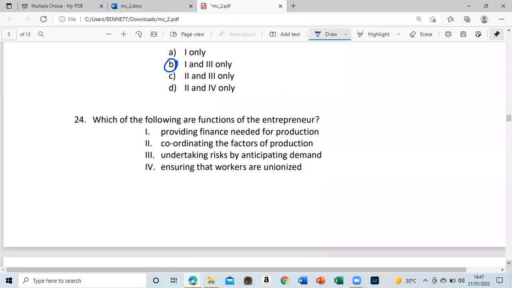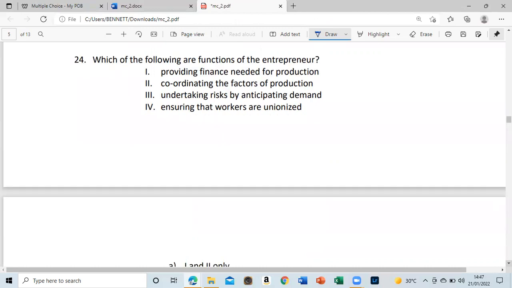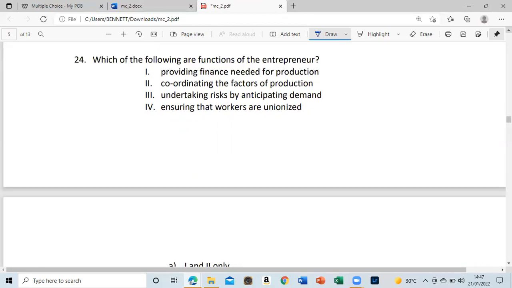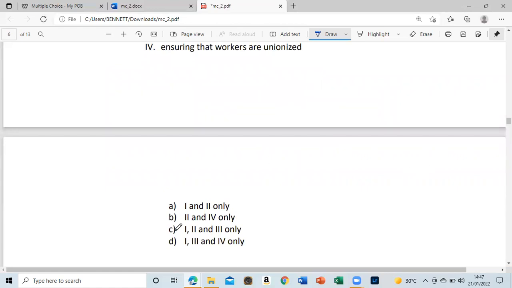Let's move on to 24. Which of the following are functions of the entrepreneur? 1. Provide finance needed for the production. 2. Coordinating the factors of production. 3. Undertaking risk by anticipating demand. 4. Ensuring workers are unionized. And let's go back up to see what's right there, and then we can proceed. So let's see now the options. That would be C, only 4 we do not include.